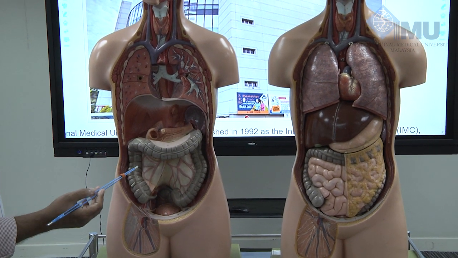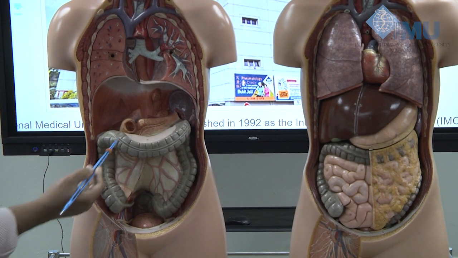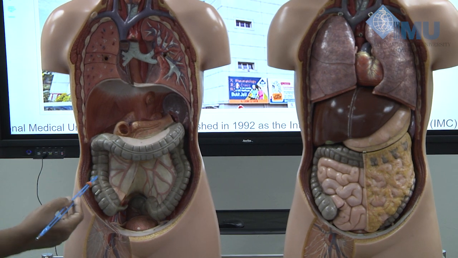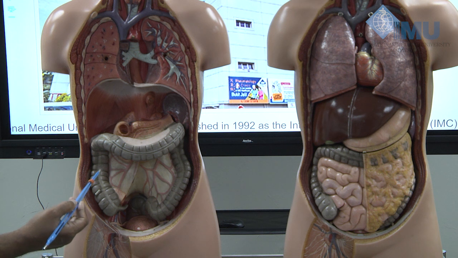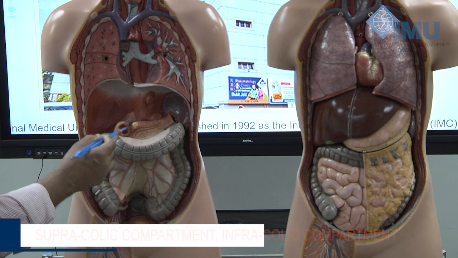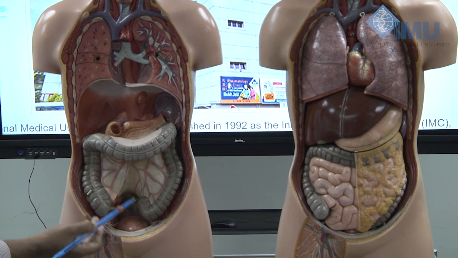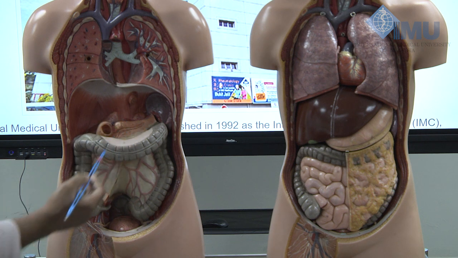Even among practicing surgeons, they are different. Some surgeons only operate in the supracolic compartment, some surgeons only operate in the infracolic compartment. So, let us try to see what viscera lie in the supracolic compartment and infracolic compartment. Why is it necessary? Because the greater omentum and transverse mesocolon divide the abdominal cavity into an upper part and a lower part.